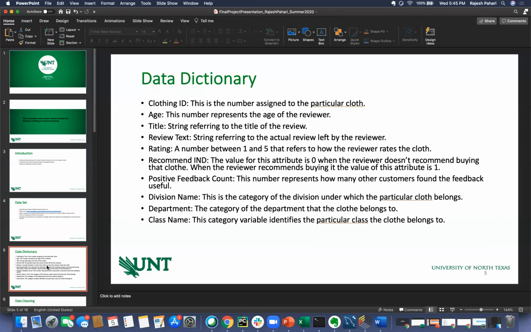On the data dictionary, these are the several attributes that we're seeing over there. The important one among them is the review text. That's the actual review provided by the customer for the purchase. And we have rating, and we have Recommended IND, which is 0 when the reviewer recommends not to buy that item, and 1 when the reviewer recommends to buy that item. And we have a few more attributes as well.